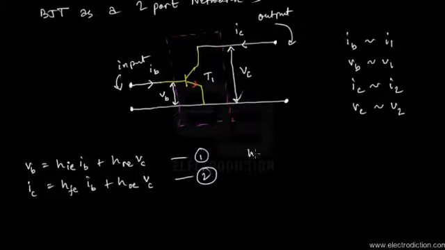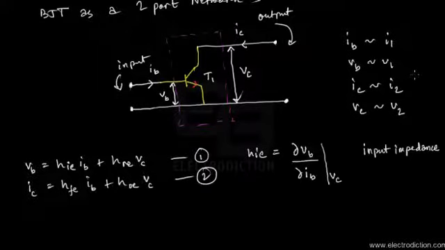The H parameter HIE is mathematically expressed as the partial derivative of the input voltage with respect to the input current, under constant output voltage. It's obtained from the two-port network analysis by shorting the output terminals. This particular term is defined as the input impedance of the BJT.